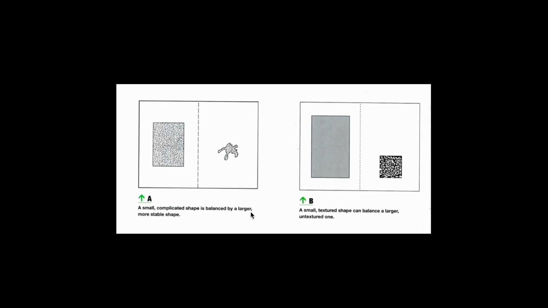A small, complicated shape is balanced by a larger, more stable shape. So this square is a stable, understandable shape, whereas this is harder to figure out what it is. It takes more mental capacity. It's a more complex shape, so we get a balance there. A small textured shape can be balanced by a larger untextured one. This one is large and untextured, kind of boring. It's gray. This one, we have some sort of strange texture. We're not sure what it is.